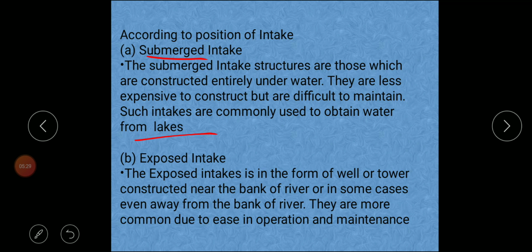Second, the exposed intake. The exposed intake is in the form of a well or tower constructed near the bank of a river, or in some cases even away from the bank of the river. So these intakes are constructed at the bank of the river or away from it. They are more common due to ease in operation and maintenance.